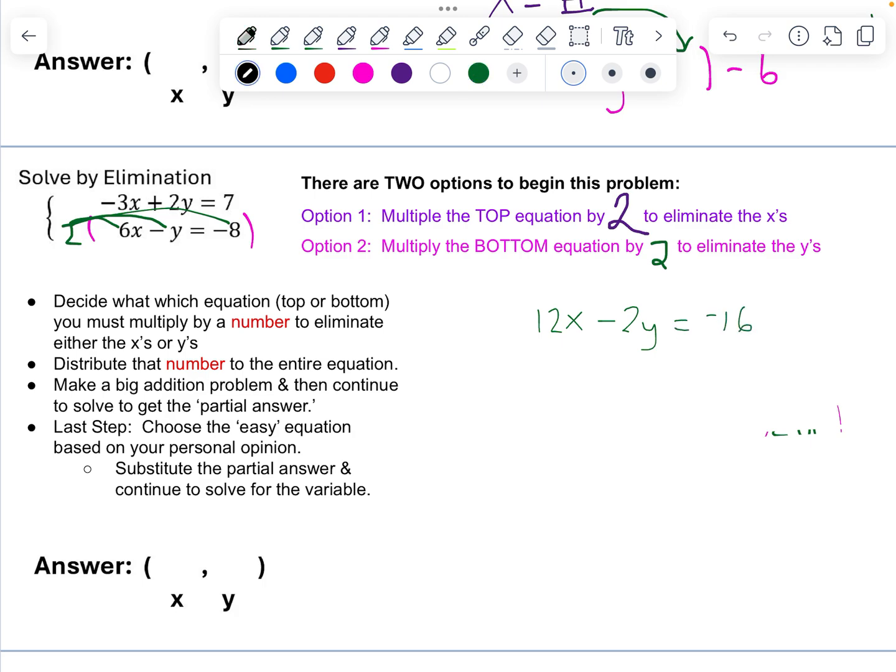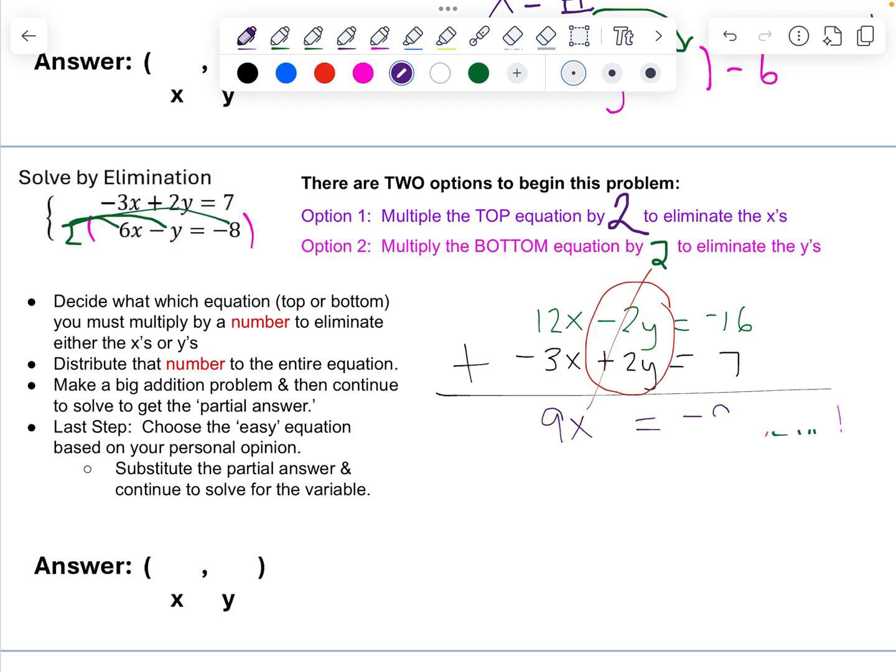Then I would take this other equation, negative 3x plus 2y, noticing I'm just copying it down and not changing anything. Now I have this big addition problem. I created this to eliminate. So I have 12 minus 3 is 9x, and that equals negative 9. You've got one more step to get x equals a certain number.